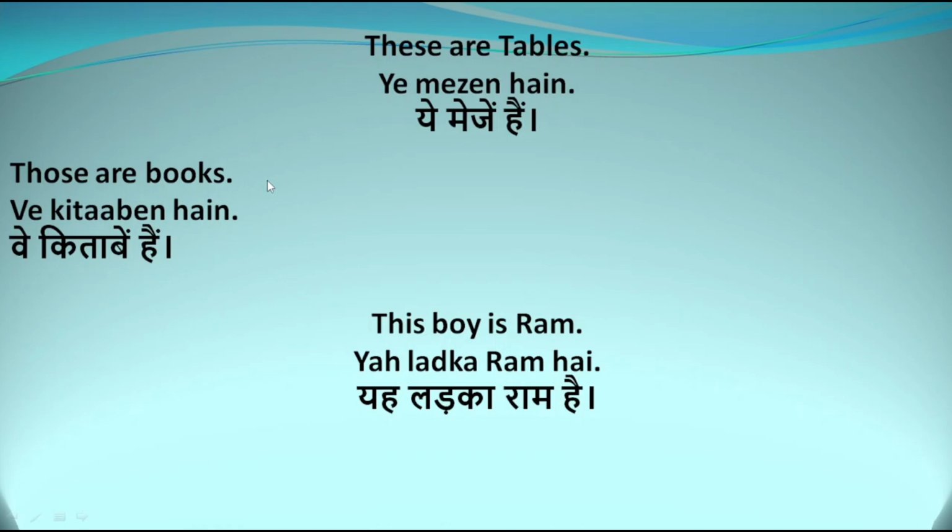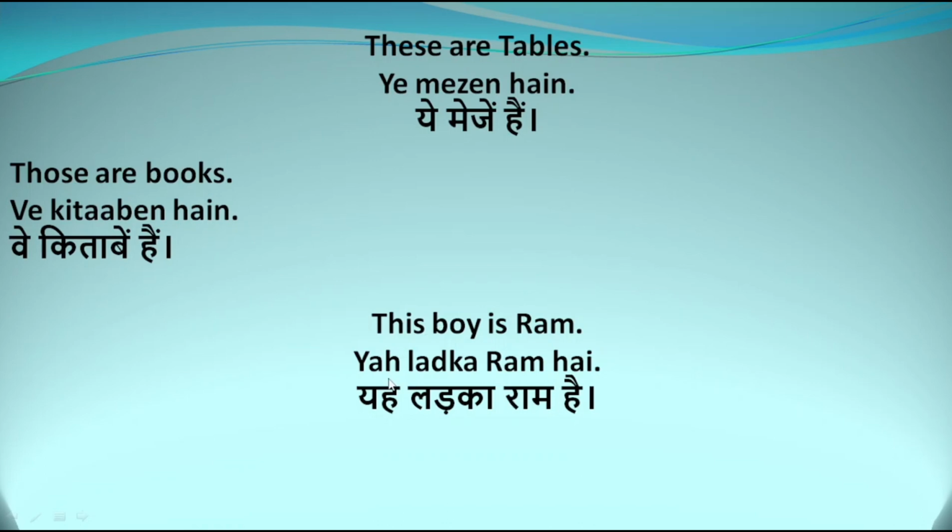Those are books. Books plural: किताब singular, किताबें plural. So this is gender actually, singular, plural and feminine, masculine. If you didn't watch these videos on the channel, just go and watch them to understand gender better, singular, plural and gender. So those are books. Those, I told you, means वे. Books are किताबें हैं, वे किताबें हैं.